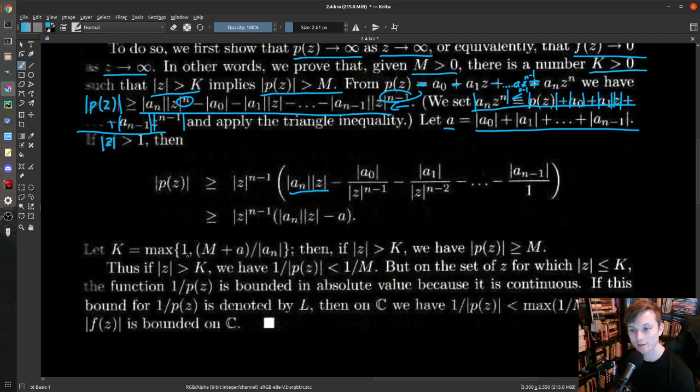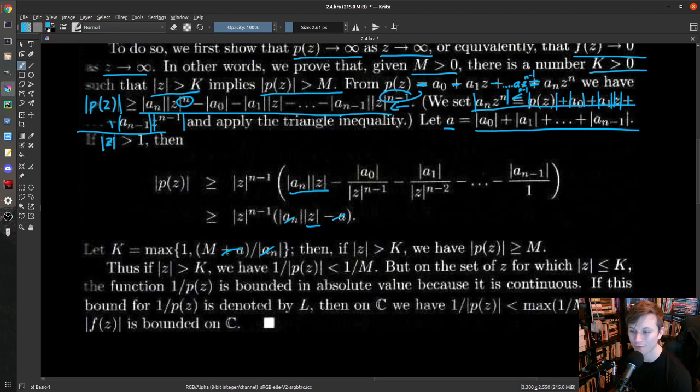Now we'll take k to be the max of 1 and m plus A divided by the modulus of the nth coefficient. All we're doing here is making sure that this thing is at least 1. If it's not, we'll take 1. If the modulus of z is bigger than k, all we have to do is plug everything in here nicely. So z is greater than k, plug in this piece, m plus A divided by the modulus of the nth coefficient. Plug that in right here. Cancel these guys out. Oh, hey, I've got m plus A, minus A, so that's just an m.